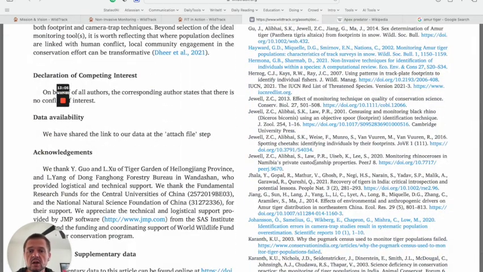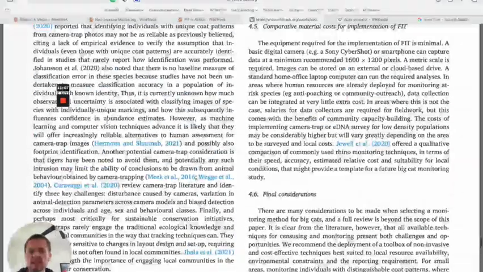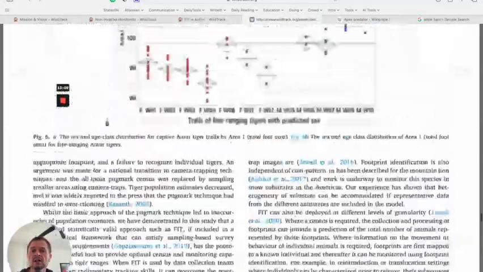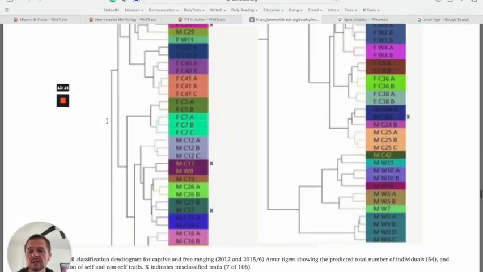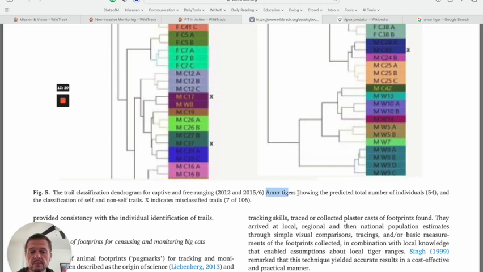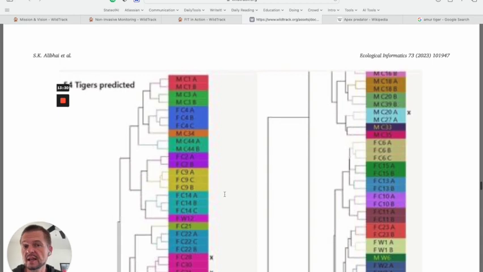This article has a lot of links and data set availability, so you can check more. This is also showing how they were predicting when the tigers will show up, and how they can grow. They can predict the number of individuals in nature and the classification of them for self and non-self trails. So this is very fascinating: how machine learning, in this case classification algorithms with a small data set, but with images and machine vision, can be helpful for protecting our beautiful nature.